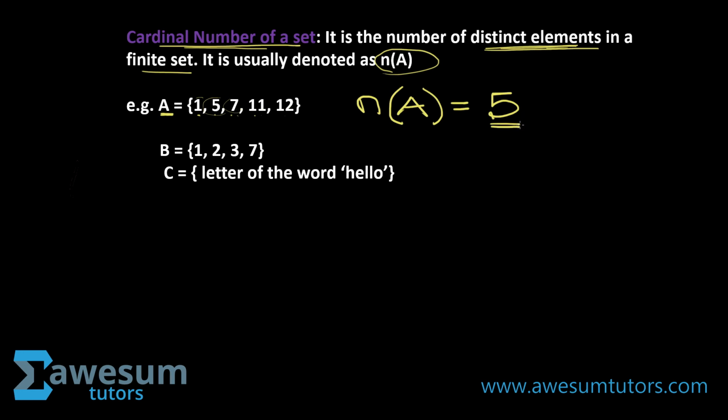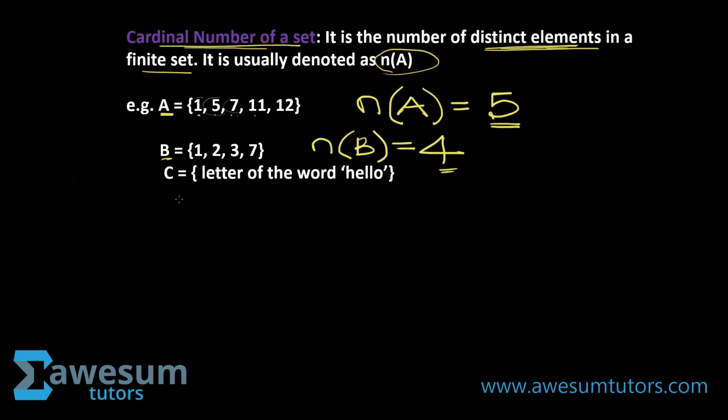Okay, very good. Let us take a look at this also. Set B, what are the elements? We have the elements 1, 2, 3, and 7. How many elements are you having altogether? It's 4 of them. We have 4 elements right there. They are distinct elements. So the number of elements in B is 4. Very good, guys.